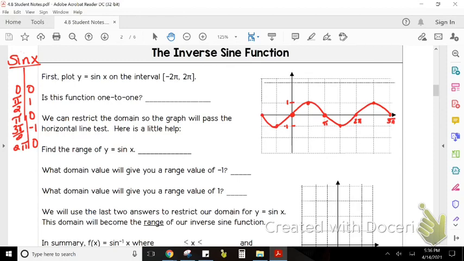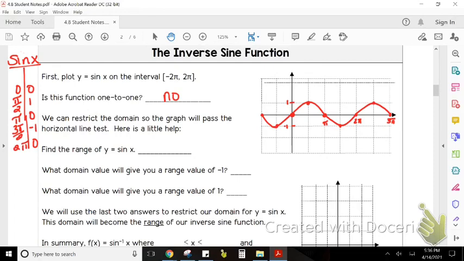It then asks, is this function 1 to 1? Well, let's check the horizontal line test. Does it touch the graph more than once? Yes, it does. Therefore, no, it is not 1 to 1. So that means that we can restrict the domain so that the graph will pass the horizontal line test.